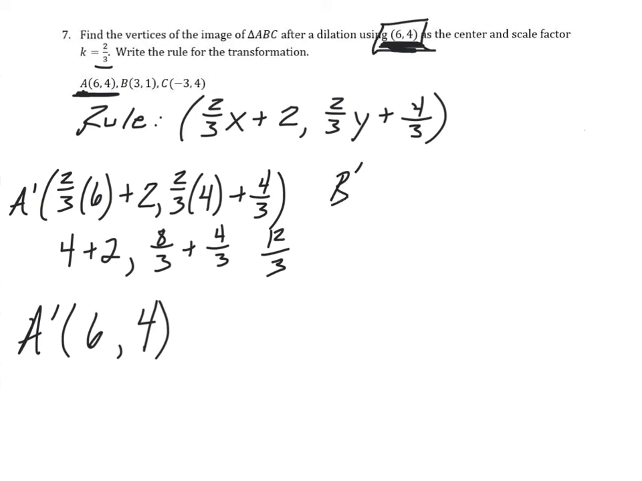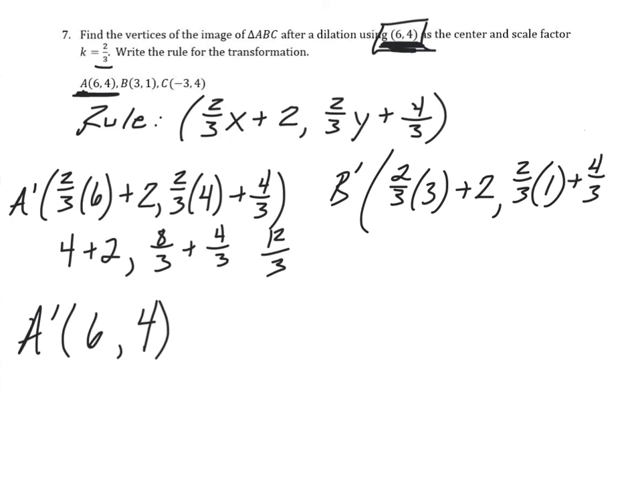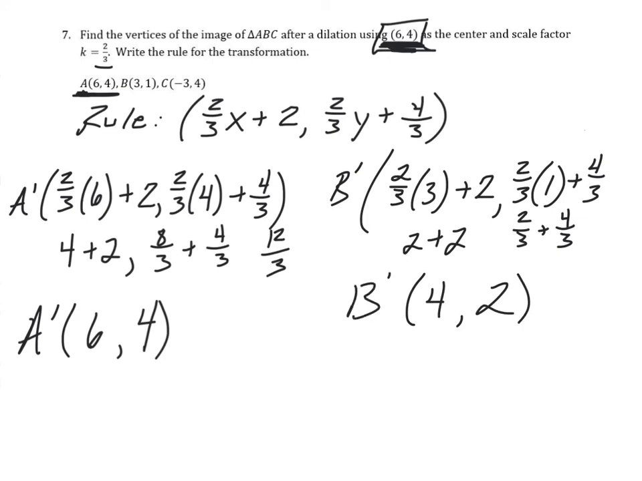Then I'm going to go on and try it out for B. So for B, we got 2/3 x, which is 3, plus 2. And then for my y, we got 2/3 times 1 plus 4/3. So it looks like I'm going to end up with 2 plus 2, which just gives me 4 for my x coordinate. And then we end up with 2/3 plus 4/3, which is going to give me 6/3, which is 2. So B prime is going to be at 4, 2.